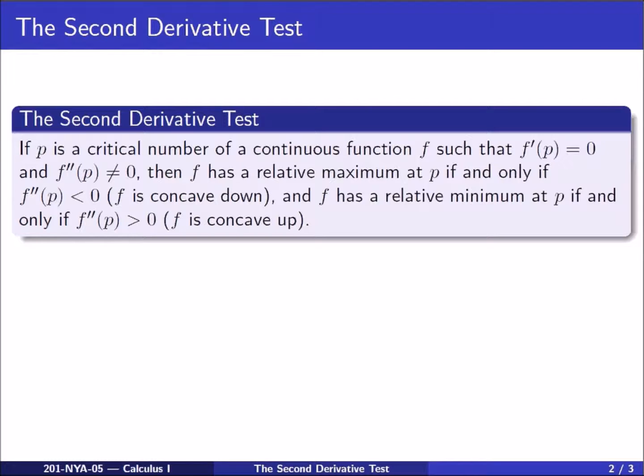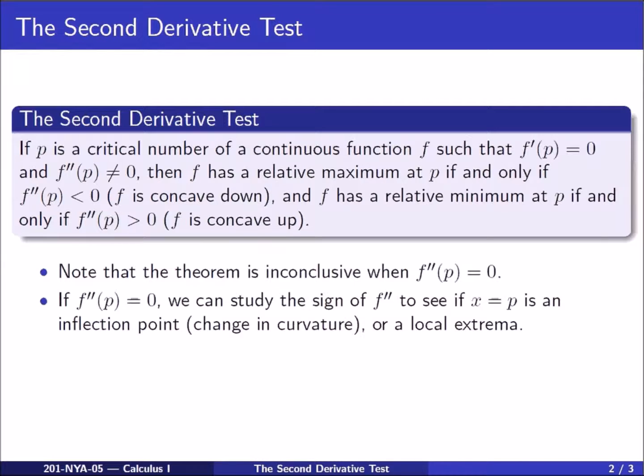And we have a relative min at p if f double prime of p is positive, in which case f is concave up at p. Note that the theorem doesn't say anything when f double prime of p is 0, so it's inconclusive. We cannot say anything based on the second derivative test.